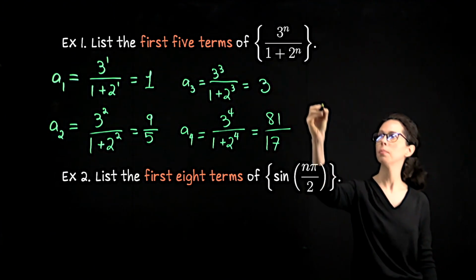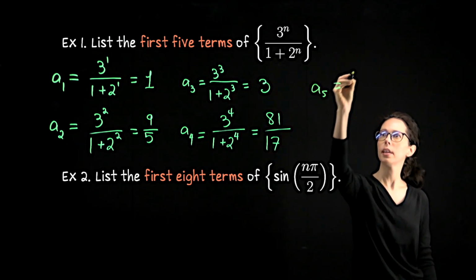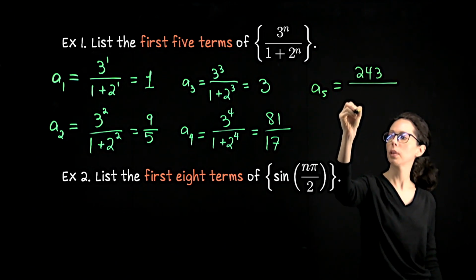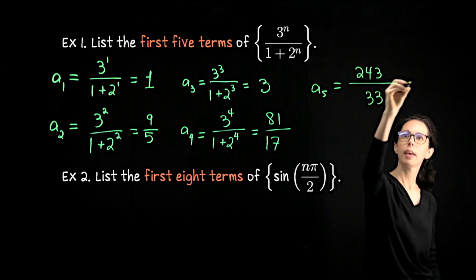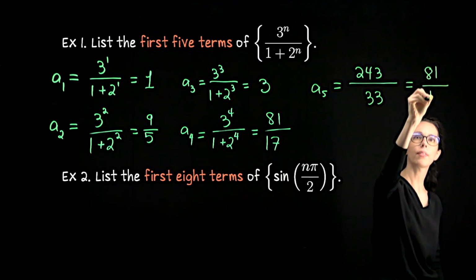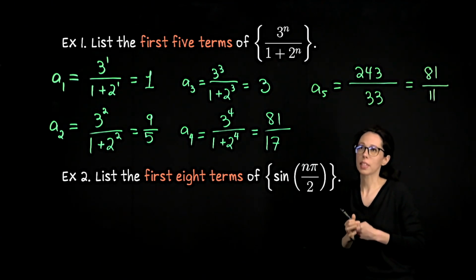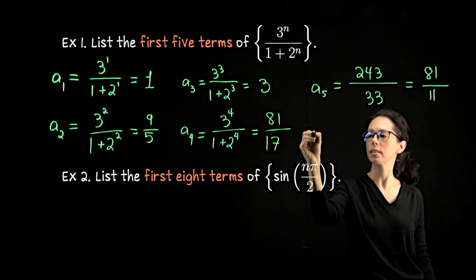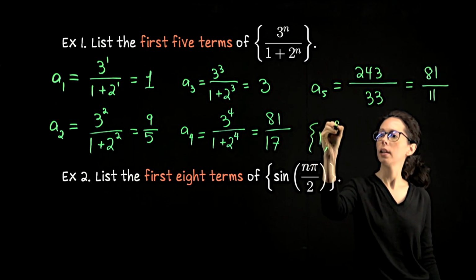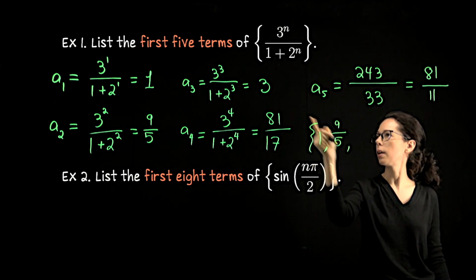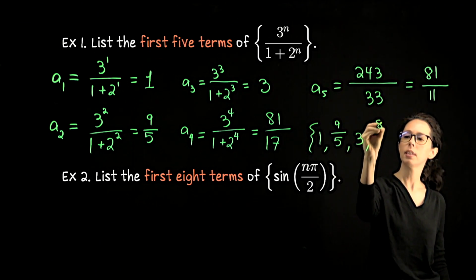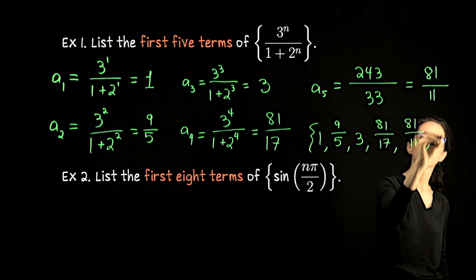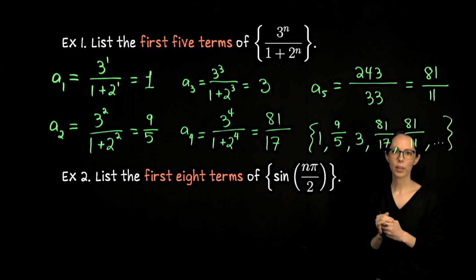Okay, the fifth term, a sub 5, is 243, that's 3 to the fifth power, divided by 1 plus 32, which is 33, and that simplifies to 81 over 11. Then we know the nth term is given to us by this expression. So it's 3 to the n divided by 1 plus 2 to the n. If I wanted to start writing out this sequence, I would write 1, 9 over 5, 3, 81 over 17, 81 over 11. Okay, so that was our first sequence.